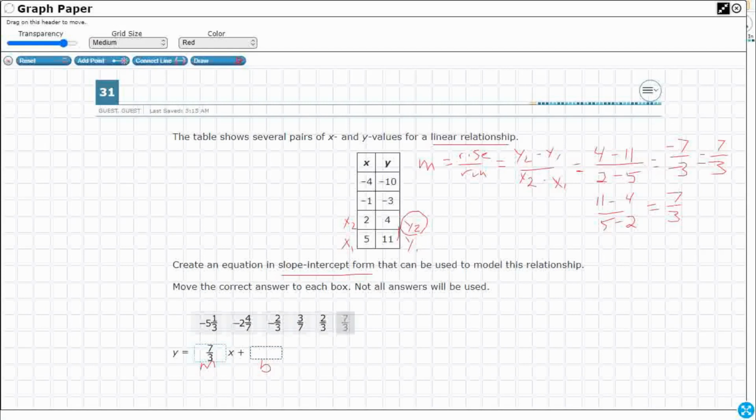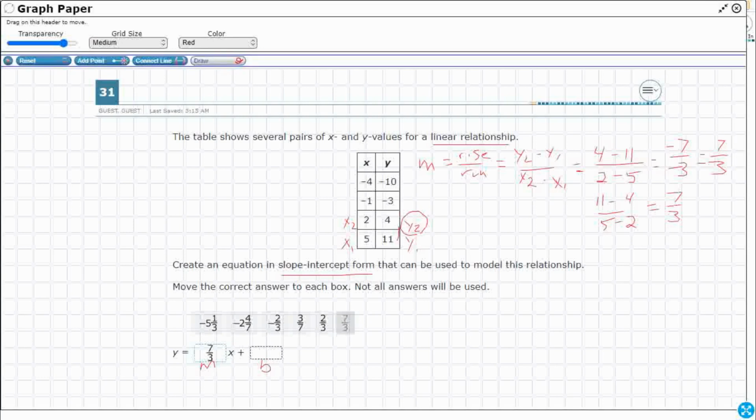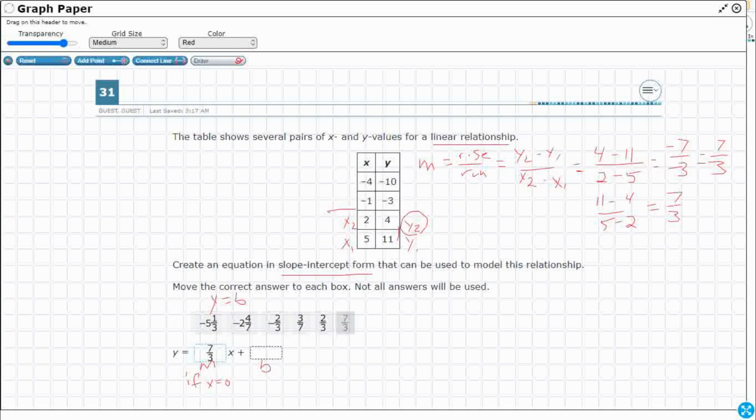Now, how do we find our y-intercept? Normally, there's a graph, and we can simply see where the line crosses the y-axis. So the y-intercept is what happens if x is 0. So if x equals 0, then it doesn't matter what the slope is, because that's going to equal 0, and then you're going to get y equals b. And that's how we get our y-intercept, because when x is 0, wherever it crosses the y-axis, that's going to be our y-intercept. So we need to make x 0, but I don't have an x 0.